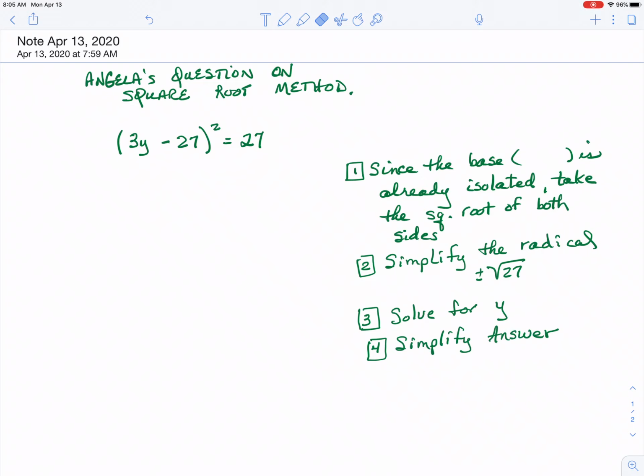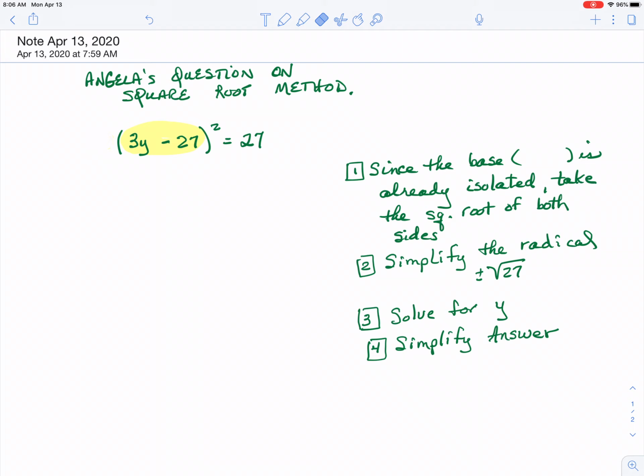Hello, this is Susan Poss, and this is a problem that came out of section 10.1 on the square root method that one of my students sent in, and so I'm going to work through it with you. You can see on the left-hand side the base is isolated with the exponent 2. There is no coefficient out here in front, so we don't have to worry about dividing through by anything.